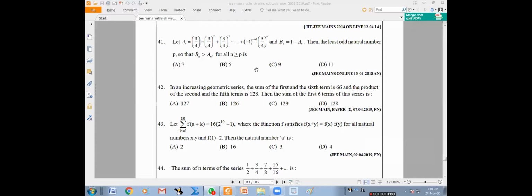Sir, can you repeat? I'm saying I'll change the question. Bn is greater than an. For how many natural numbers from 1 to 20 is this statement true?